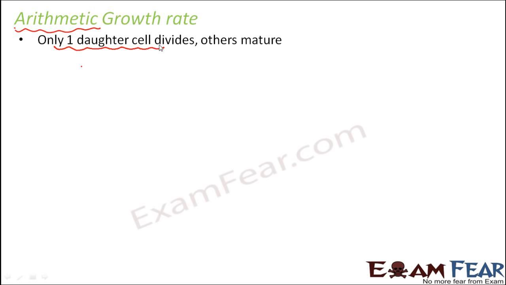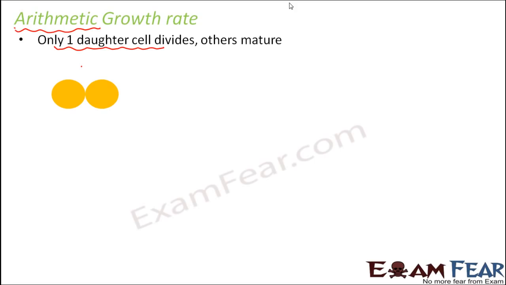So let us see what happens in arithmetic growth rate. In this kind of growth rate, only one daughter cell divides, others mature. So the catch here is only one daughter cell divides. Let us suppose you have a parent cell, it divides into two daughter cells. Now those two daughter cells will not both divide, only one of them will divide further. So this is how it will happen.